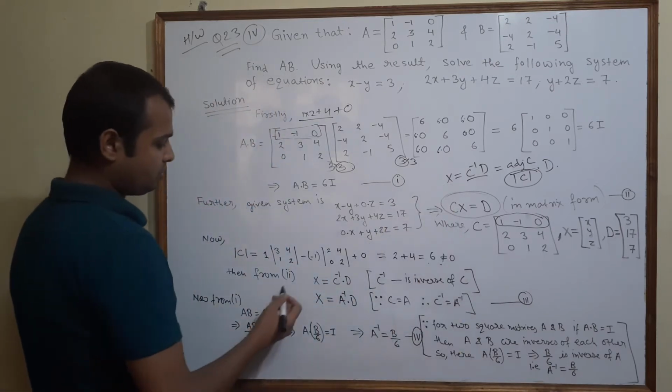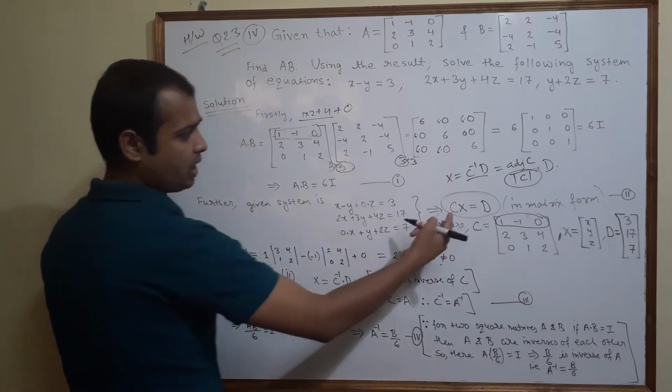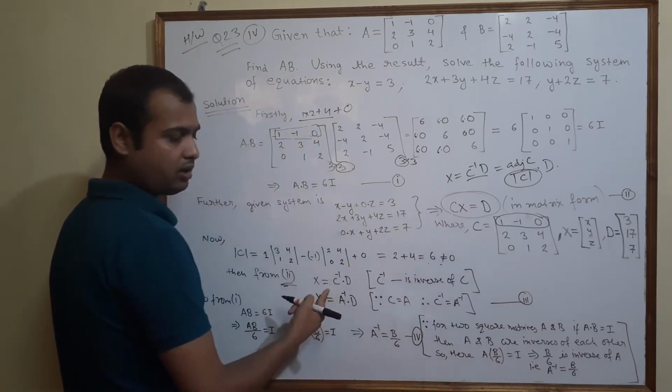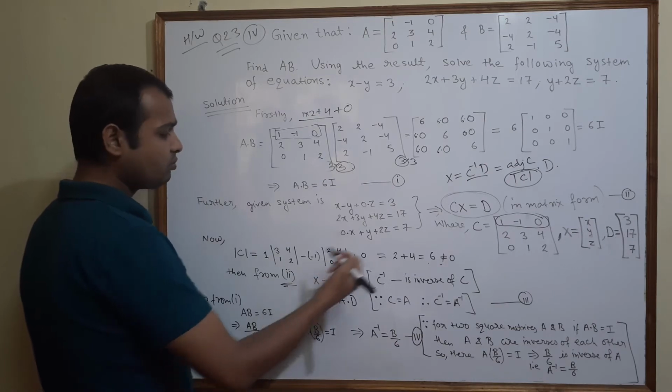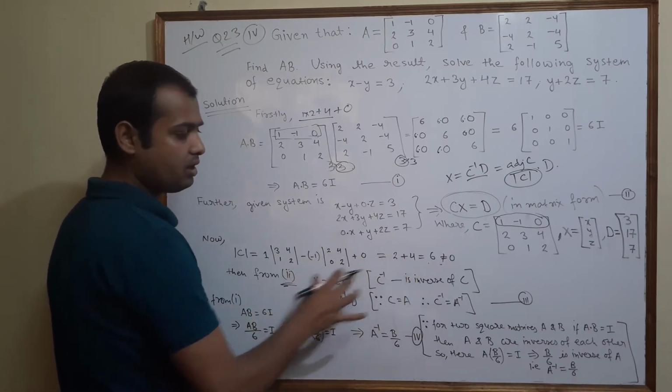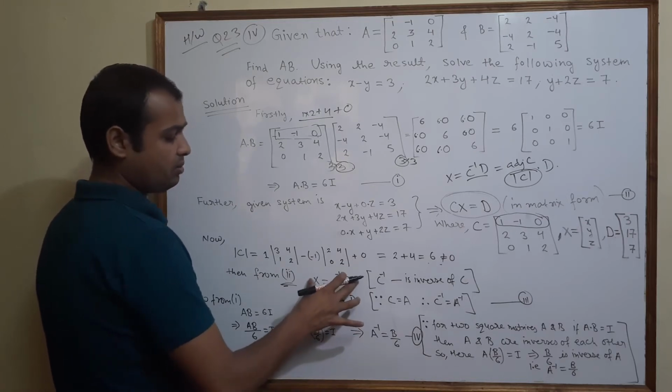So now from equation 2, I mean this equation, your x will be this. Why? Because the determinant of C is not equal to 0, which means we can use the matrix method. So this is the matrix method.